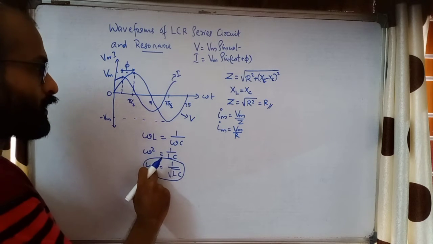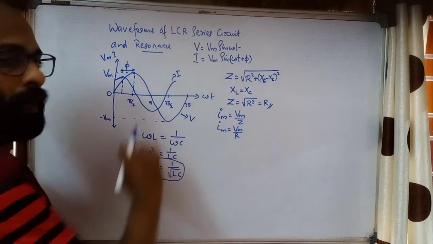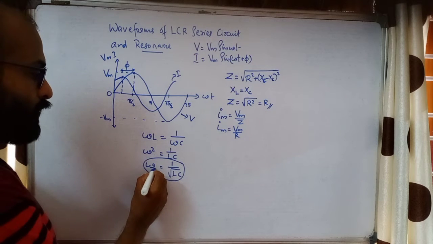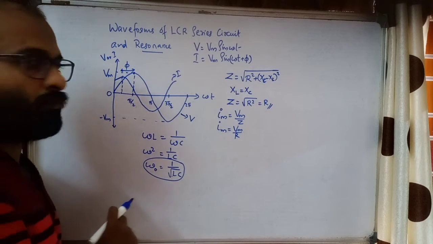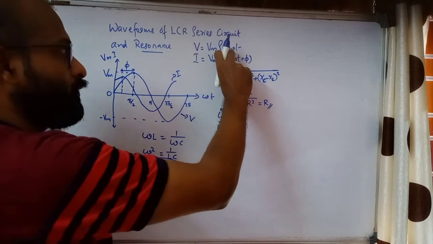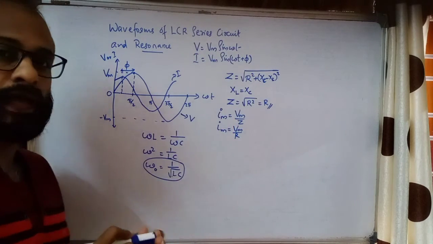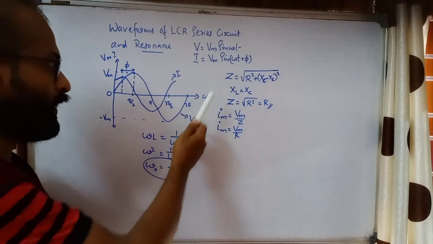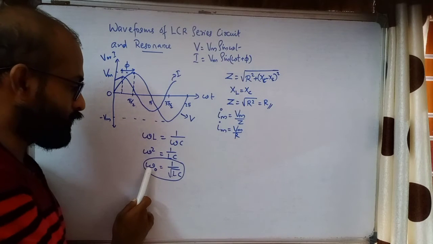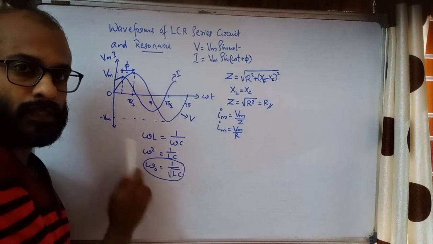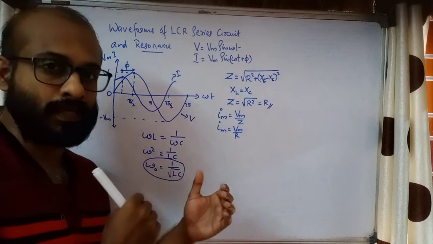When the frequency of the alternating supply becomes equal to this frequency, we can say omega 0. Actually we have the frequency omega here. When we vary the frequency such that whenever the frequency of the supply becomes equal to this natural frequency, then we can say resonance is taking place.